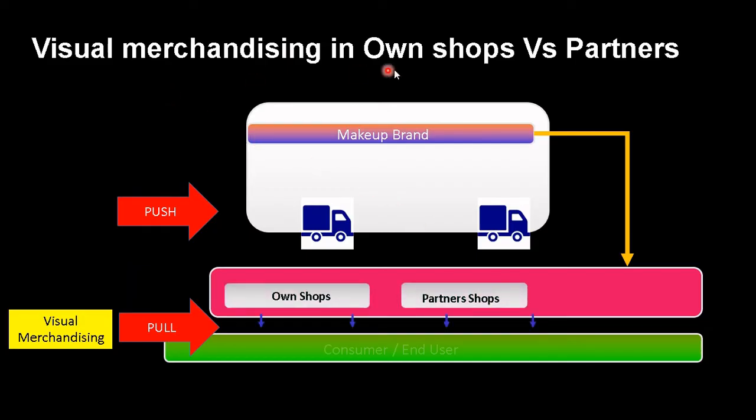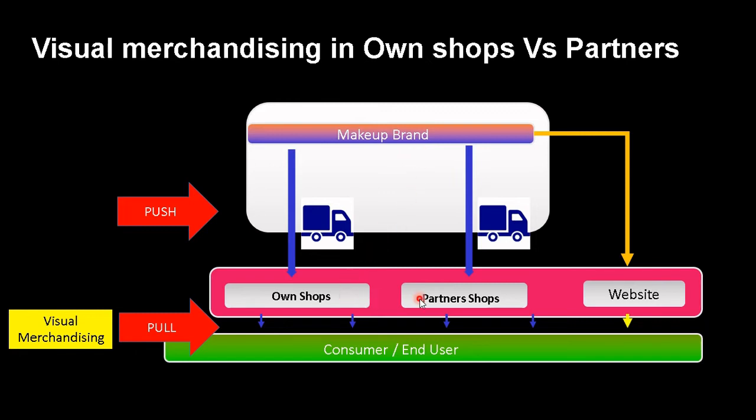If you recall, when we discussed this makeup brand, they take care of selling their products through own shops and partner shops. While visual merchandising happens at the retail level, that means it happens at the sellout level, and it helps all brands to create what we call the pull. The push is when the brand sells the products to the shop, and the pull is when we use all the visual merchandising to help the product be sold to end users.